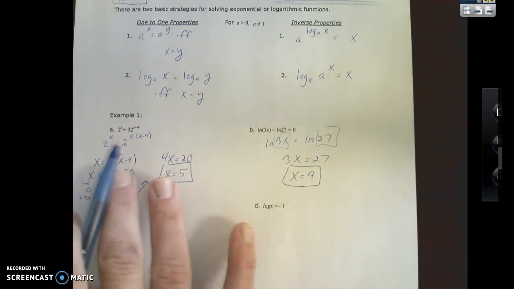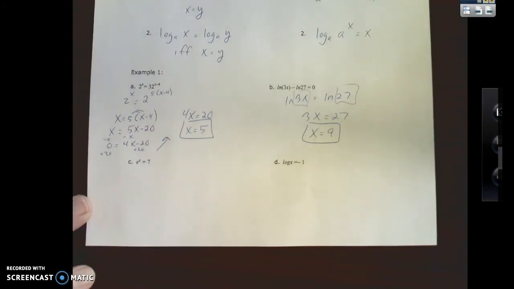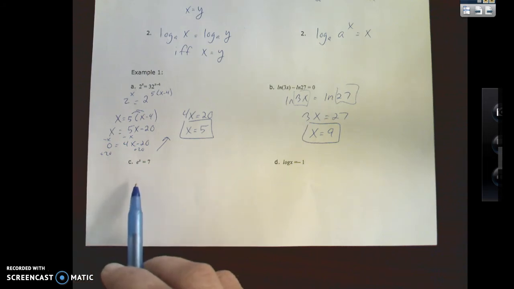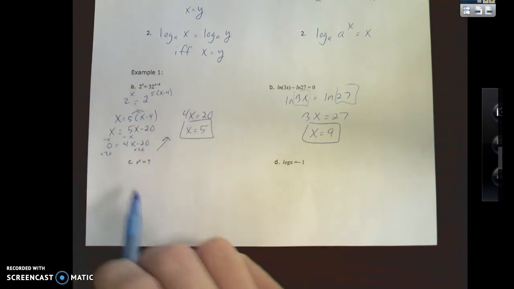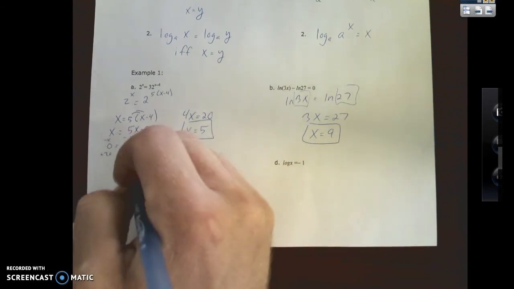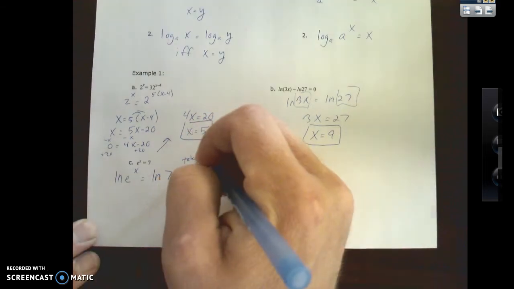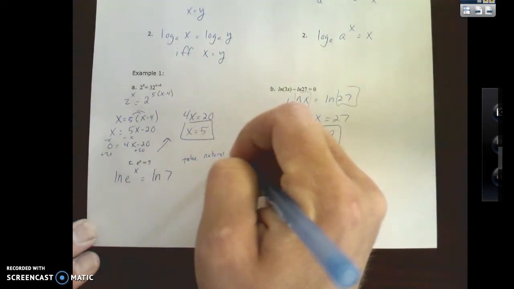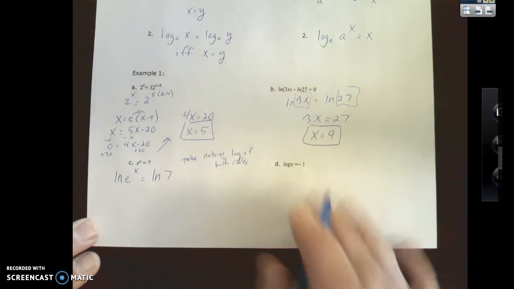Now, this is a little bit of a new step for you guys. E to the x equals 7. So what we can do when you have an x in your exponent, and you can't make the same base, which is what we always look for first, is take the log or the natural log of both sides. Now, since there's an e, I'm going to take the natural log of both sides. All I did was take the natural log of both sides. It's kind of like how you add 5 to both sides, you divide by 2 on both sides.